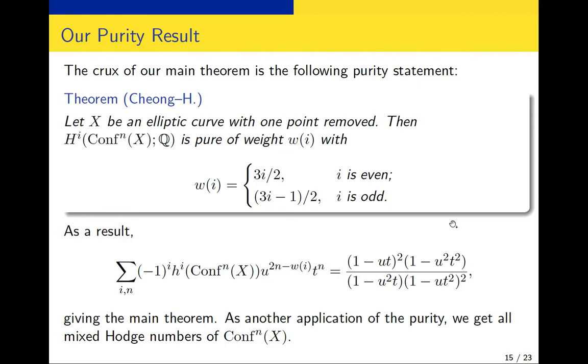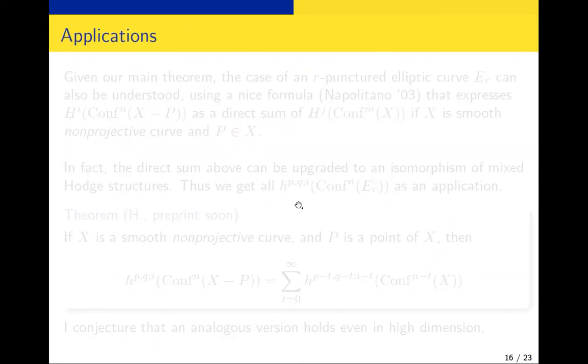And the important point here is that the original problem doesn't need any complex variety structure, but we choose to endow X with the complex variety structure of an elliptic curve minus one point. Then we can use the mixed Hodge theory to get this result. And before diving into the proof, we present further applications.